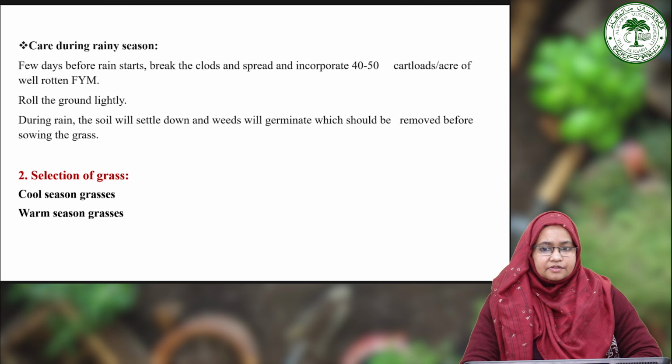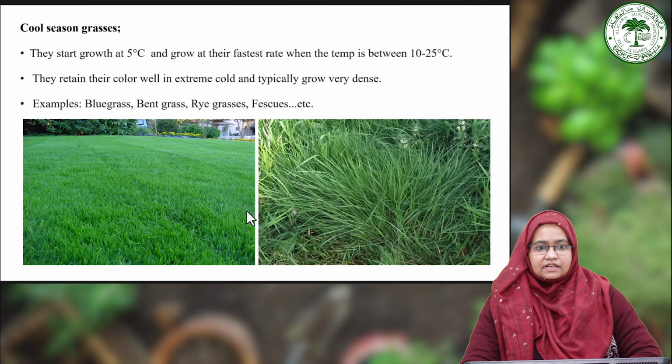Second step is the selection of grasses. When choosing grass for your lawn, consider the climate and temperature conditions prevalent in your area. Two primary categories of grasses are cool season grasses and warm season grasses. Depending upon the climatic condition, we have to choose types of grasses.